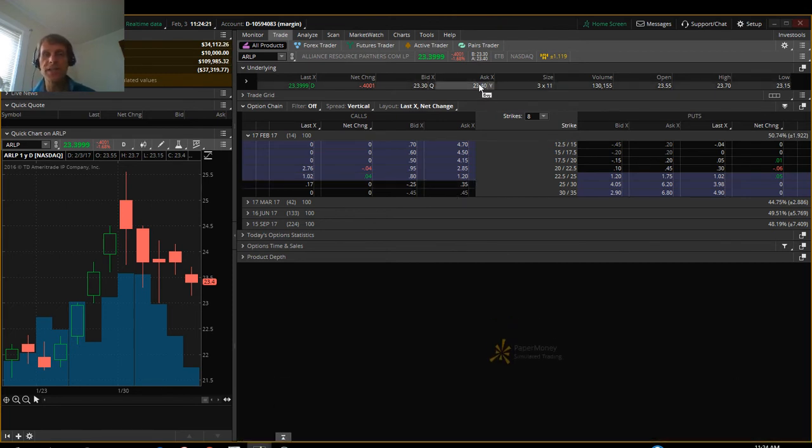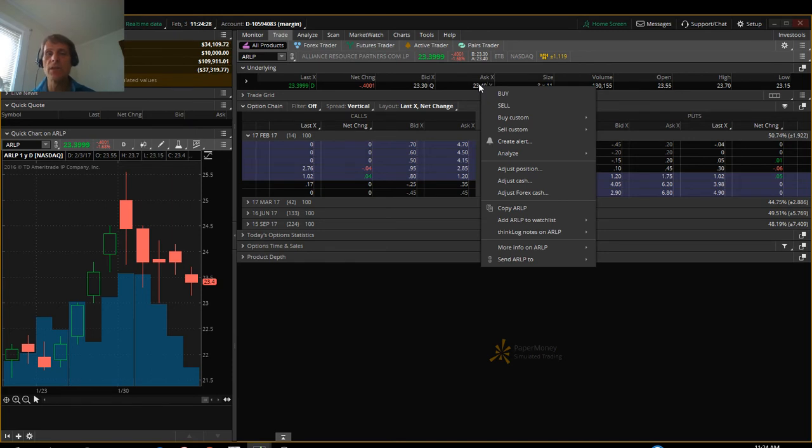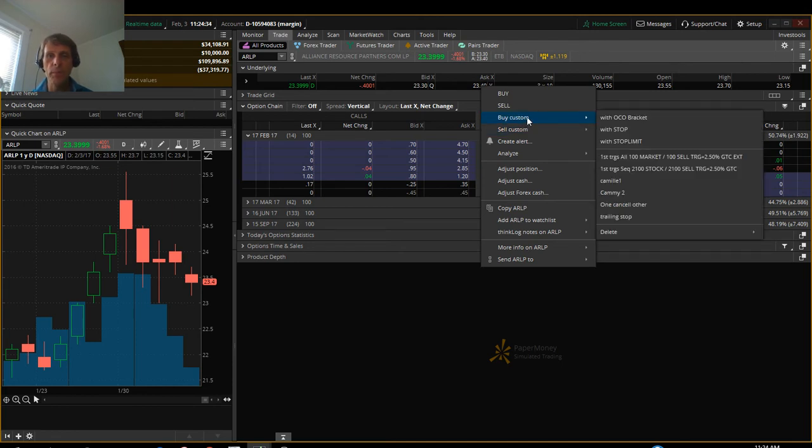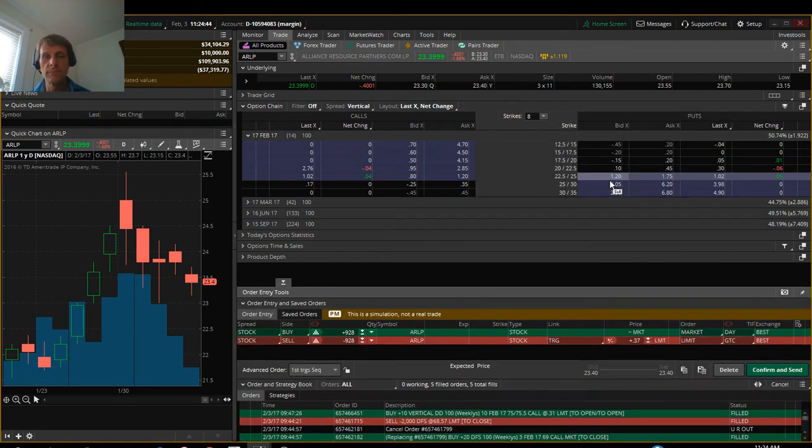Now, this is already set up for the type of trading that I want to do. What I do is I right click on the ask. This window pops open. I can buy, sell, buy custom, sell custom, all this neat stuff. I'm going to go to buy custom. Another window pops up, and these are saved trades that I have saved to do what I'm trying to do. This is my first one I like to do.